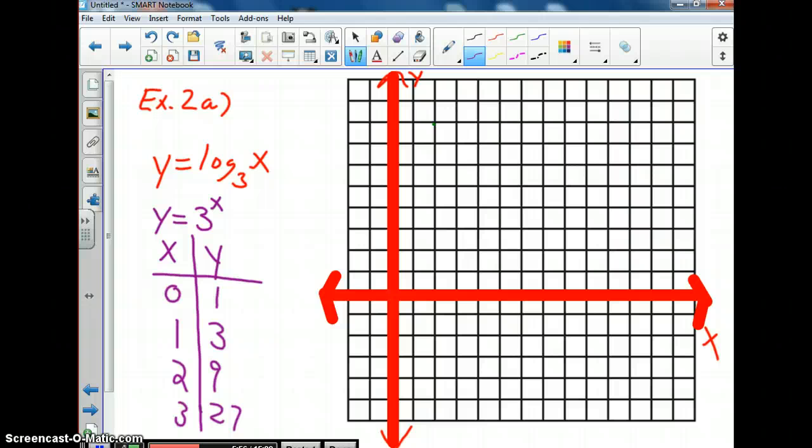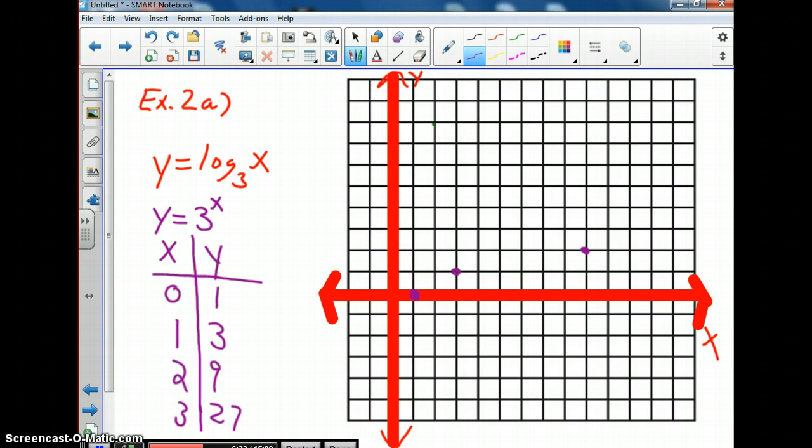So I'm not going to graph (0, 1), I'm going to graph (1, 0). I'm not going to graph (1, 3), I'm going to graph (3, 1). I'm not going to graph (2, 9), I'm going to graph (9, 2). So 1, 2, 3, 4, 5, 6, 7, 8, 9, 2. You got it. And that's enough to do this, right?